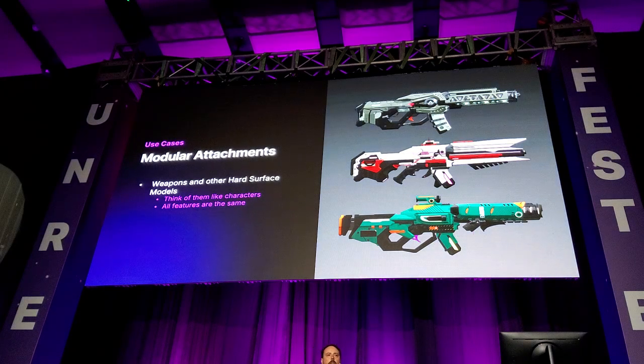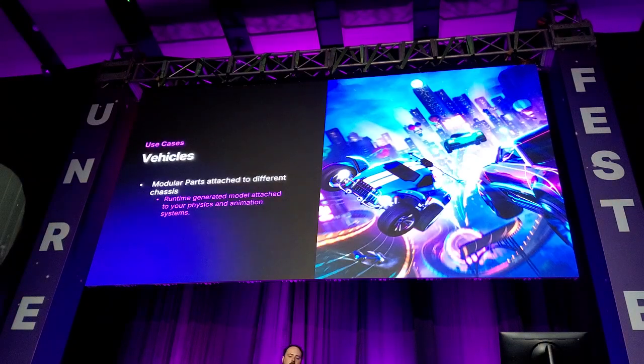The other area that you can use this is in modular attachments and systems for things like weapons that are more static, but you still want to combine parts together to create guns that have scopes and things like that. Just think of them like characters, and all the other systems apply. And then lastly, vehicles are another use case too. So similarly, you can attach things to chassis, combine those all together, output a skeleton mesh to use in something like KS Vehicle, for example, that can drive those skeleton meshes.